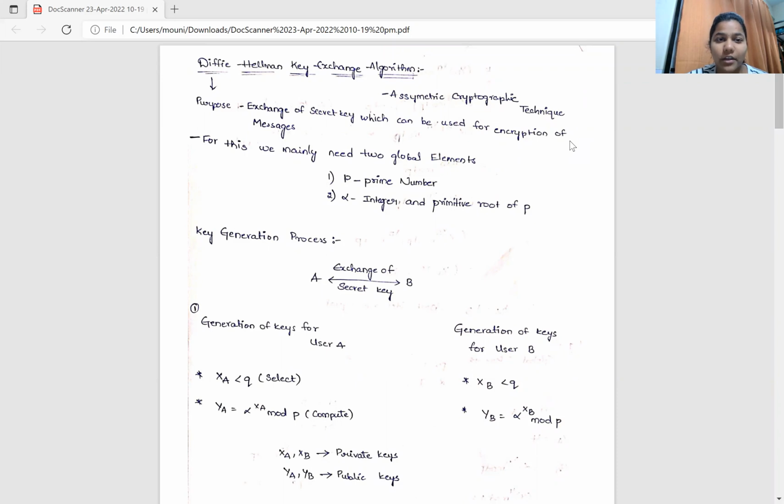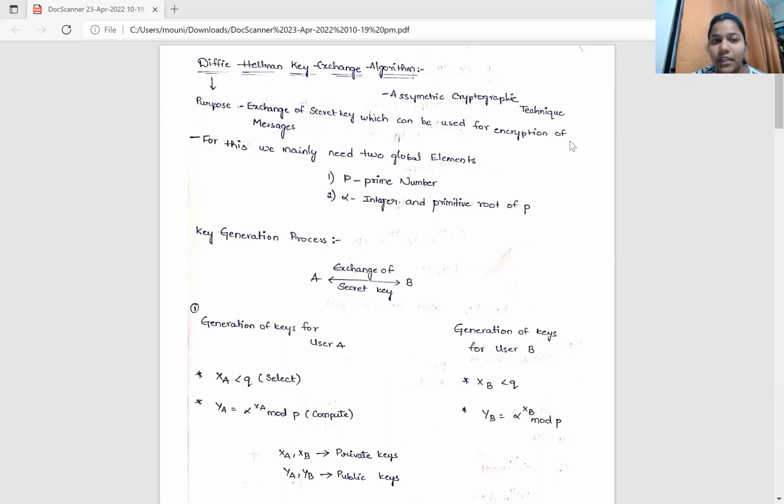Today I'm here to talk about the Diffie-Hellman key exchange algorithm. The Diffie-Hellman key exchange algorithm is mainly an asymmetric cryptographic technique, which means that here we are going to use a pair of keys. One is a private key, another one is a public key.